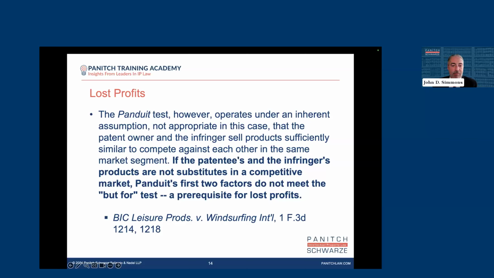Thus, the but-for test was not met. So because windsurfing's boards were so much more expensive and BIC's products competed at a much lower price point, they found that they weren't competitive.